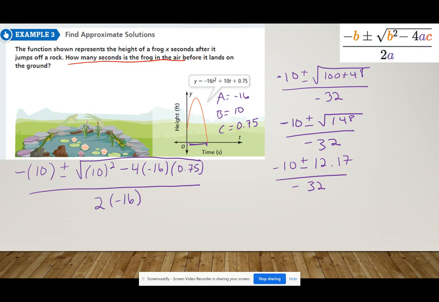All right, so now I have my 3 numbers. Now I can simplify and use the plus and the minus. So if I do negative 10 plus 12.17 divided by negative 32, and then I'm going to do the negative one here in a second. So let's try it out. Negative 10 plus 12.17 divided by negative 32, that gives me negative 0.07.